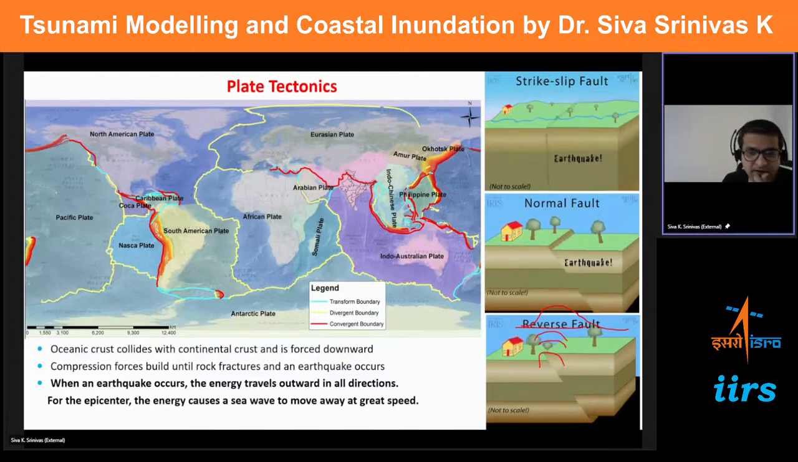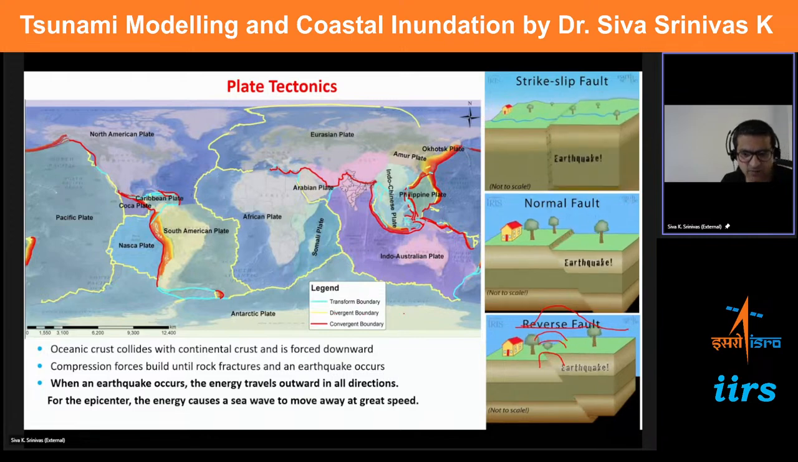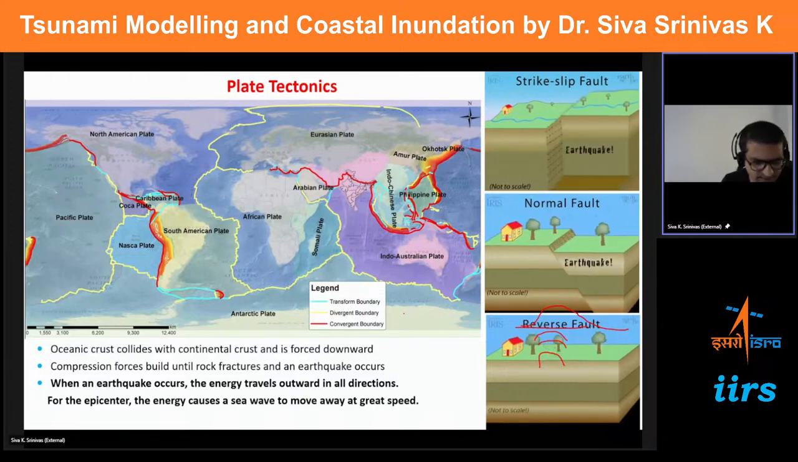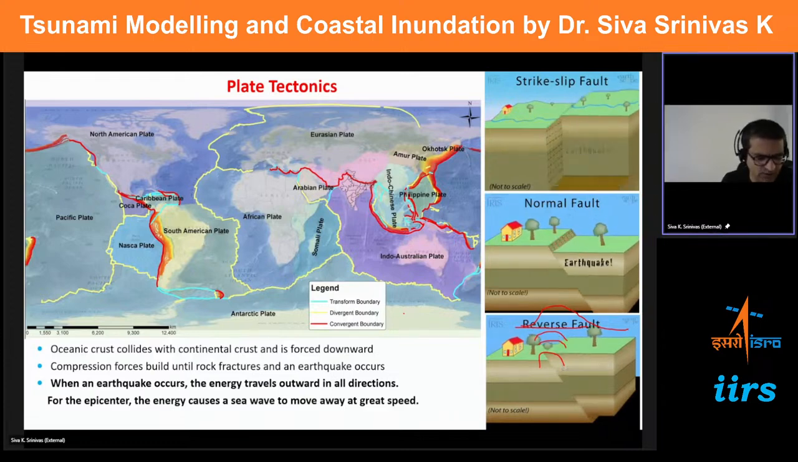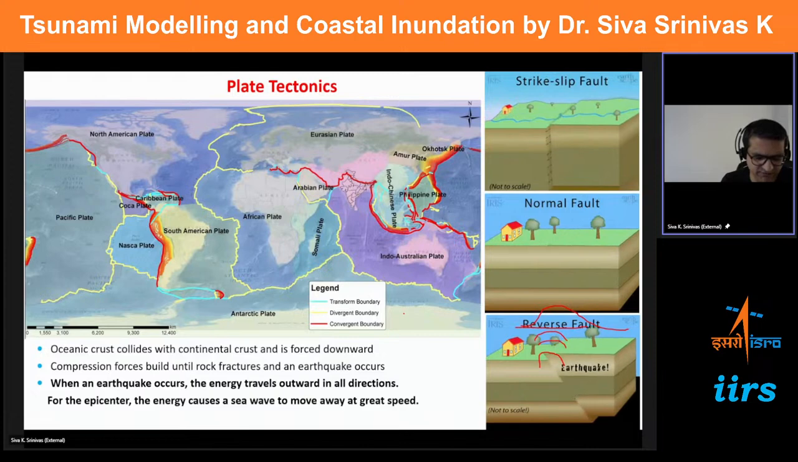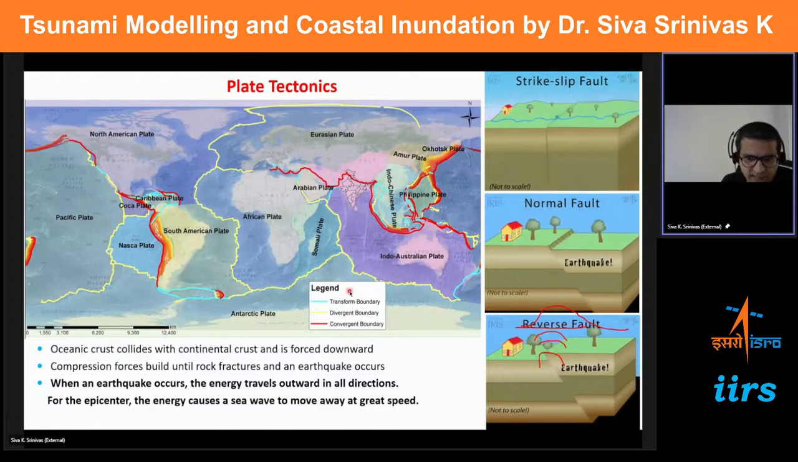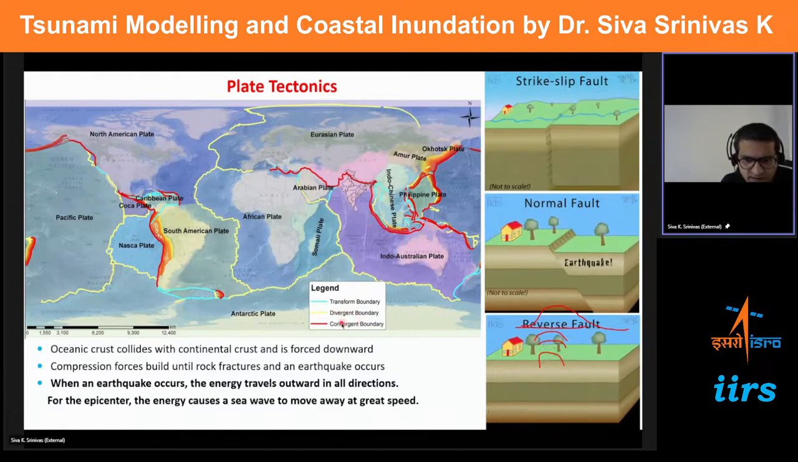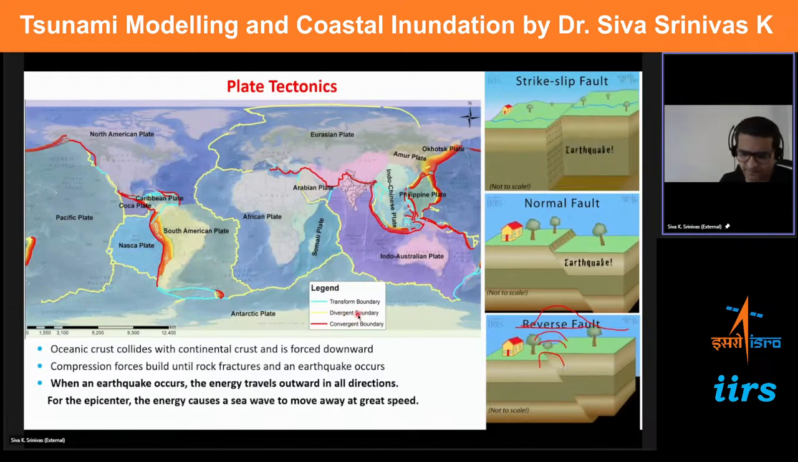Now, these fault earthquakes are possible whenever we have convergent boundaries. At divergent boundaries, the plates move away. The liquid mantle from underneath will come out. There is a possibility of a volcanic eruption whenever we have a divergent boundary. Because of this volcanic eruption also, there's a possibility of tsunami.